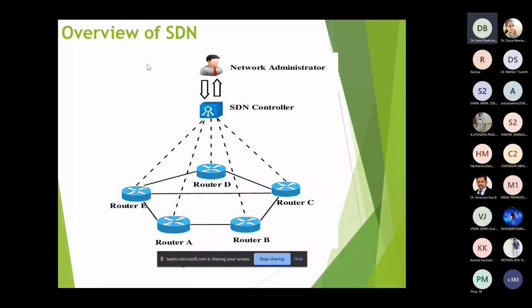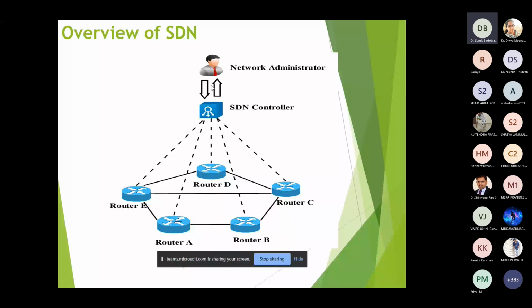Now, the control plane is in the hands of the SDN controller. I'll be telling you about the SDN controller in detail in the next few slides. The SDN controller acts as a global view of the entire network, and it is the one managing the overall functionality of the network. Whereas the network administrator has a direct bi-directional communication with your SDN controller. That means now the network administrator can take control over the SDN controller, and it can pass on the information from one place to another.